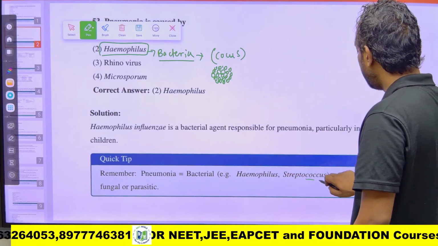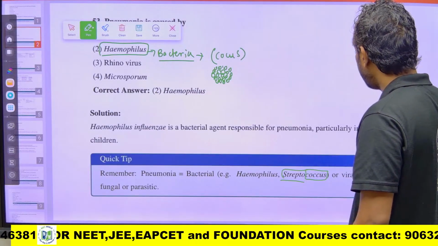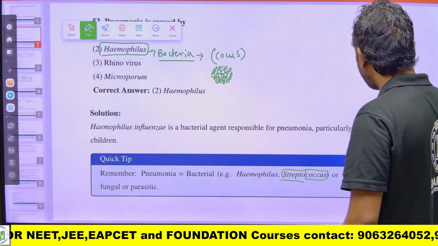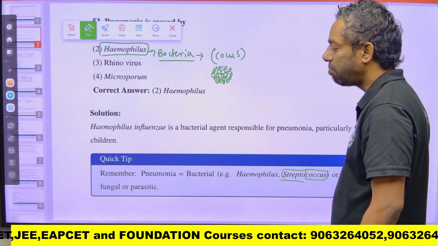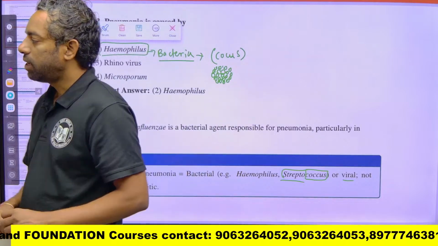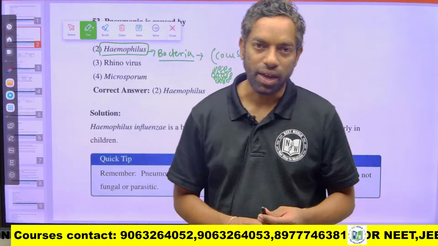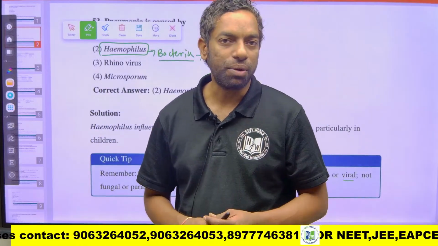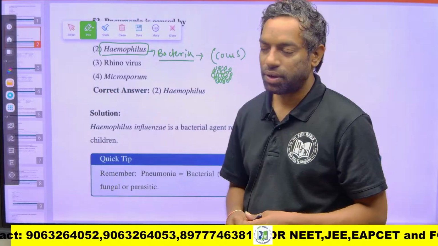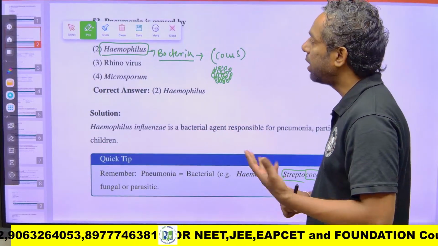Streptococcus, just here, coccus, streptococcus is the bacteria, or viral also there, not fungal and parasitic, guys. It is the disease caused by the bacteria Streptococcus pneumoniae. Coccus is like a round shaped bacteria which is like grapes. Okay? Yes, I hope you guys understand. This is a very easy question, direct question.